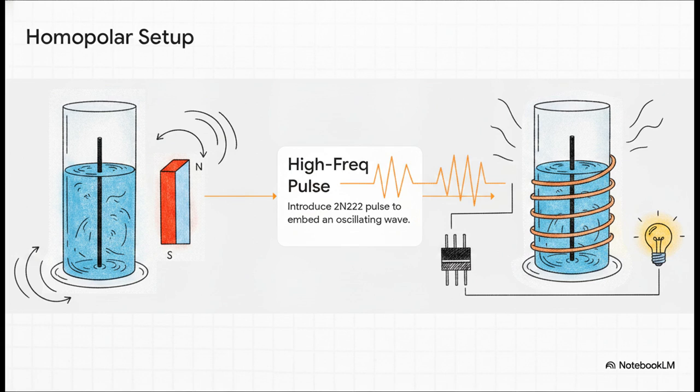You apply a permanent magnet vertically to trigger a Lorentz force, and that causes the fluid itself to spin. Next, you pulse it with a robust 2N222 transistor. That embeds an oscillating high-frequency wave directly into that rotating fluid. Finally, you just wrap the outside of the glass cup with a secondary copper coil to wirelessly capture inductive energy. You are literally transforming a static cup of water into a dynamic, high-frequency rotational antenna.